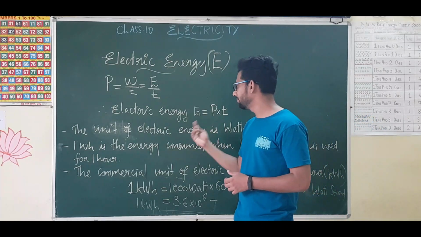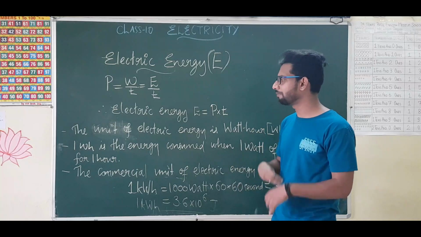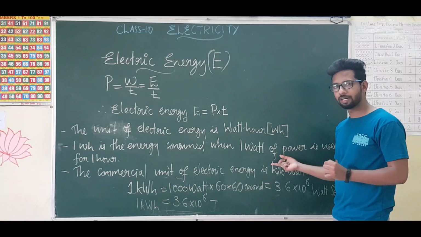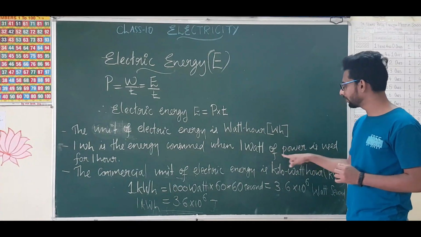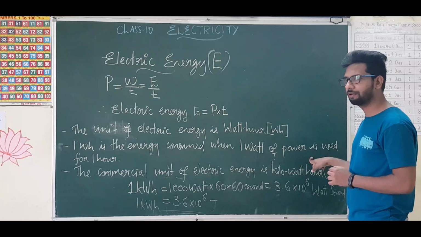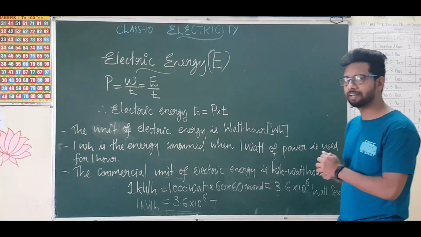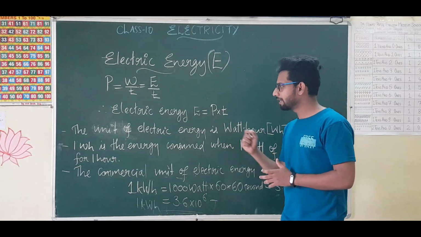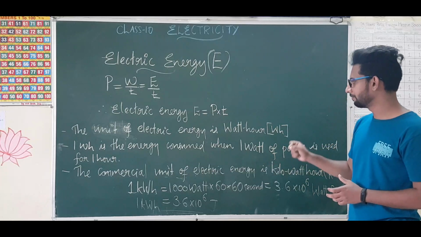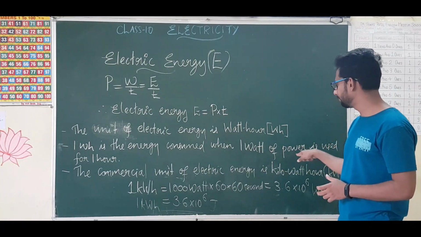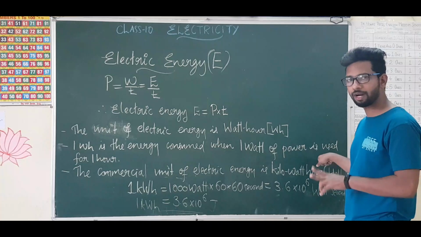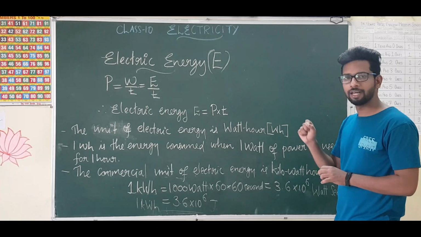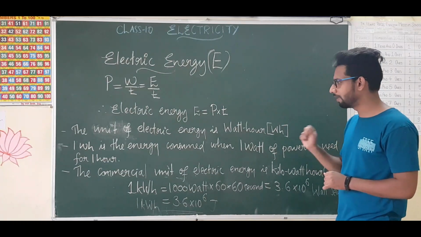Once we set the unit of electric energy as watt hour, we have to define that. 1 watt hour is the energy consumed when 1 watt of power is used for 1 hour. That means the electrical energy used by a device is said to be 1 watt hour when 1 watt of power is used by the device for 1 hour.